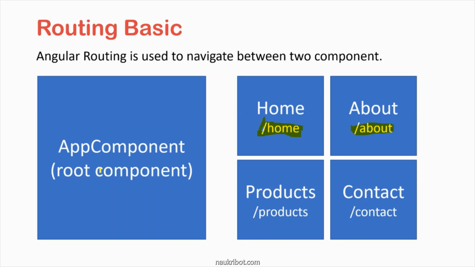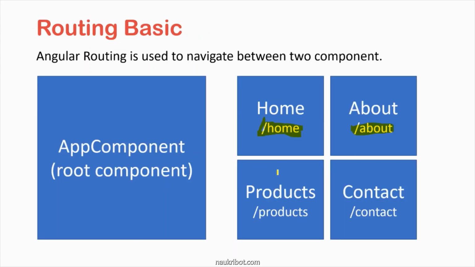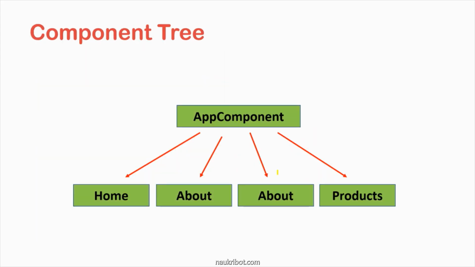This is the root component. So this is the component tree, and we will try to understand this. This app component will contain all the components: home component, about component, I have written about component again here by mistake, then the product component, and the last one is the contact us component. These four components I have discussed here, so we will create these four.